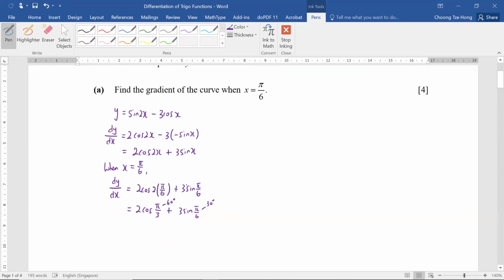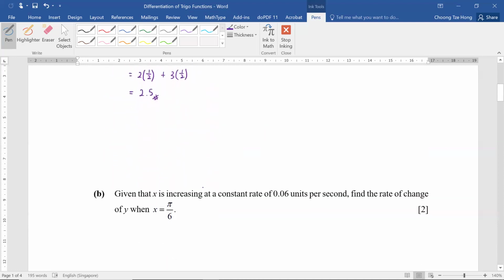So what will we get for cosine 60? If you recall, cosine 60 is going to give you half, right? So we can replace this by half. By the way, if you forget, you can actually just key into a calculator, because in this question, they didn't say that you can't use your calculator. Then sine 30 is also half. So from here, you will be able to get the answer of 2.5. So the gradient of the curve at x equals pi over 6 is actually 2.5.